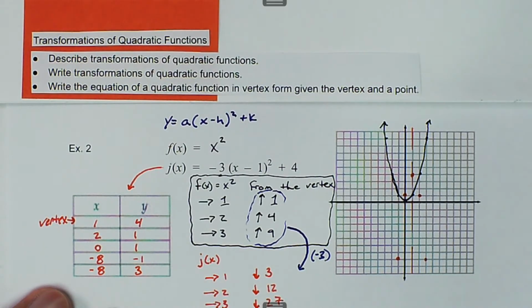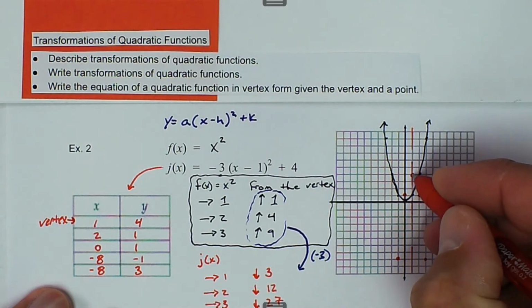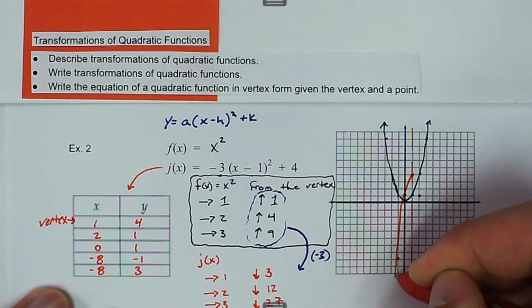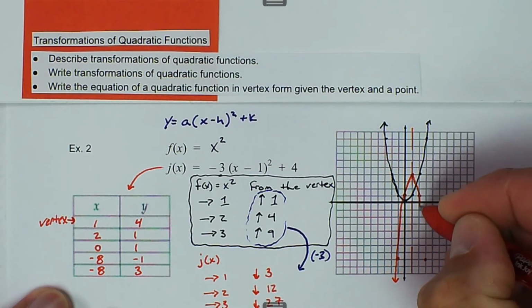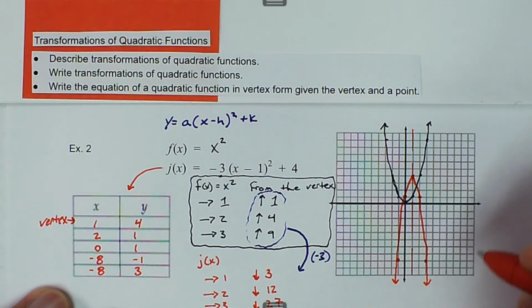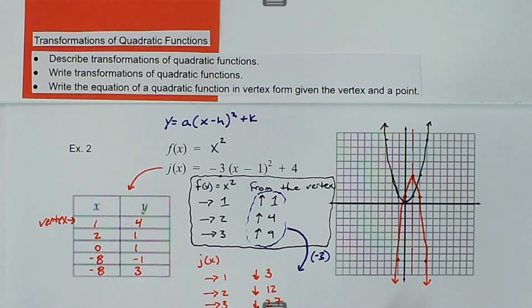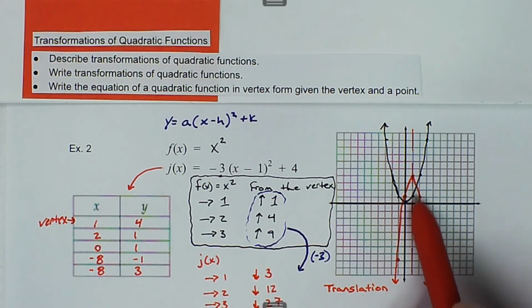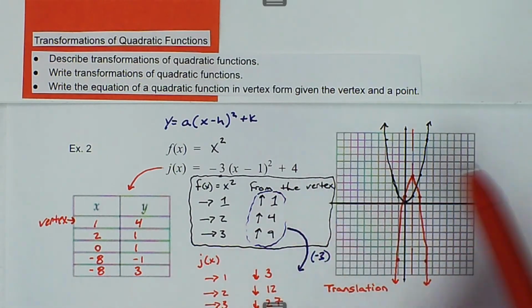So the transformation for this one, if we're talking about how this parabola that we just drew, j of x, so there's a lot going on. We have a translation. And the translation went 1 to the right and up 4.